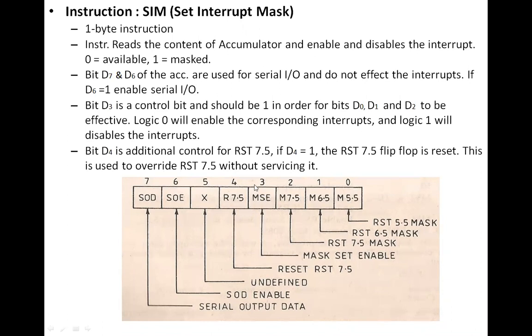And if the D3 bit is 1 and all these 3 are 0, it means every interrupt line is available. If one of them is 1, it means that one is not available. If 2 are 1, those are not available. If all are 1, then none of them is available.